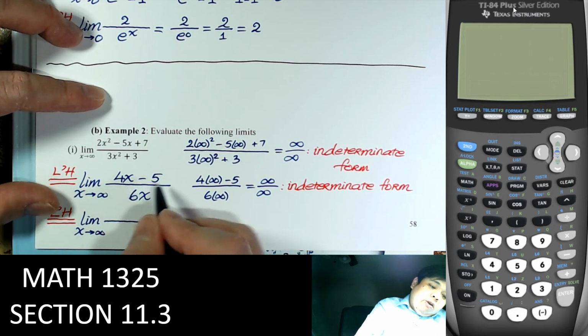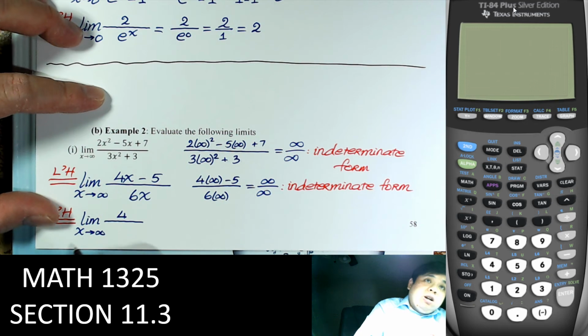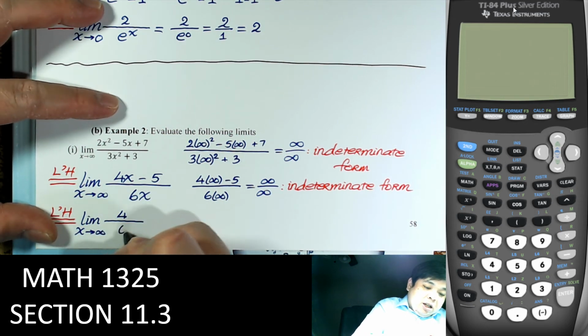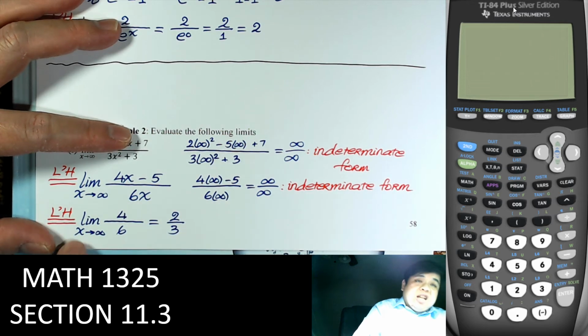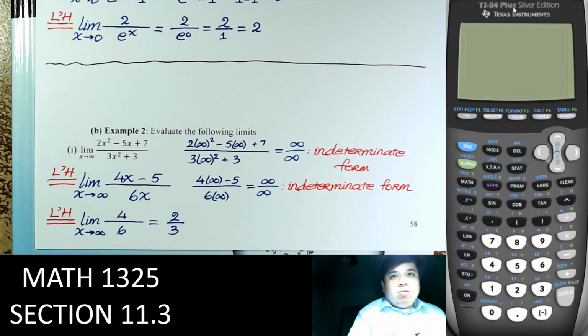Derivative of the top, 4x minus 5, is 4. Derivative of 6x is 6. 4 over 6 is 2/3. This is just 2/3. There's no x to substitute in, so that's 2/3.